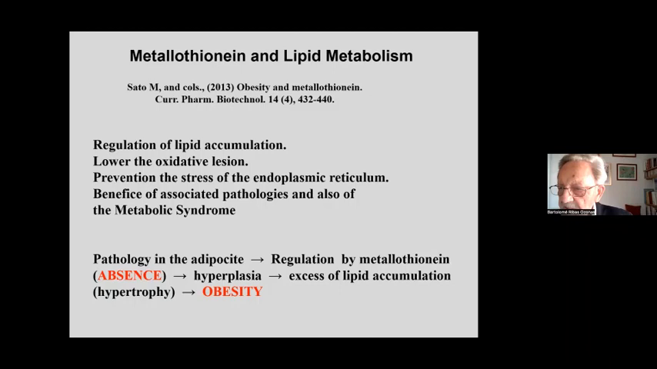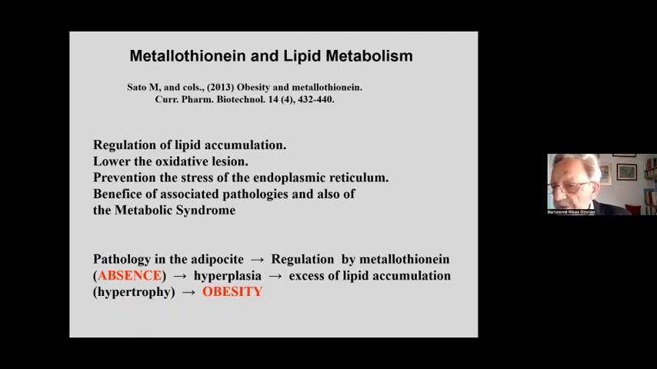From tissues that accumulate fatty acids in obesity. After Sato and co-workers in 2013, obesity and metallothionein, published in Current Pharmaceutical Biotechnology, the regulation of lipid accumulation, lower oxidative lesion, prevention of the stress of the endoplasmic reticulum, benefits the associated pathology and also the metabolic syndrome.